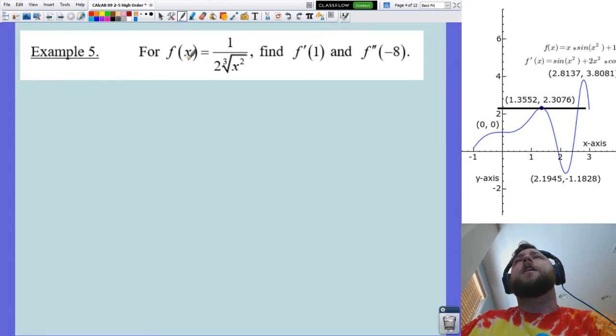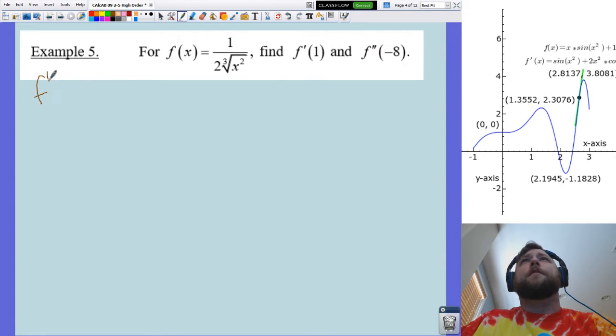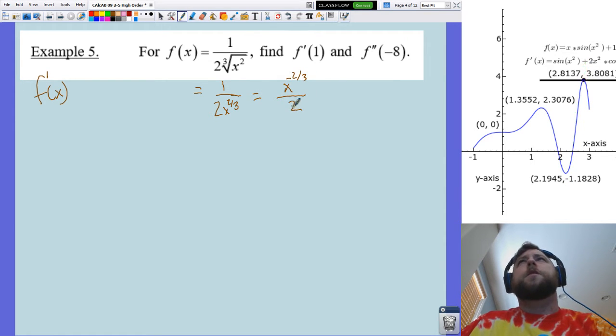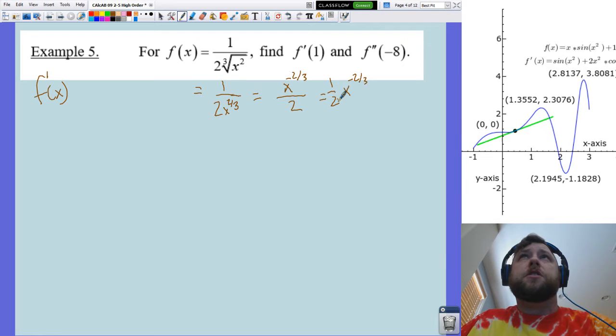So let's do an example. f of x is 1 over 2 times the cube root of x squared. Find f prime of 1 and f double prime of negative 8. First, to find f prime of 1, I have to find f prime of x. But before that, I want to rearrange this so I can solve it using the power rule. This is the same thing as 1 over 2 times x to the 2/3 power. I want to move this to the top because for the power rule, it has to be on the top to work. So I'm going to rewrite that as x to the negative 2/3 over 2, or you can think of that as 1/2 times x to the negative 2/3 if you want to write it as a coefficient.